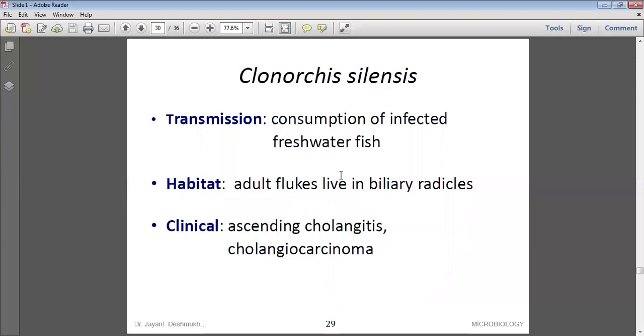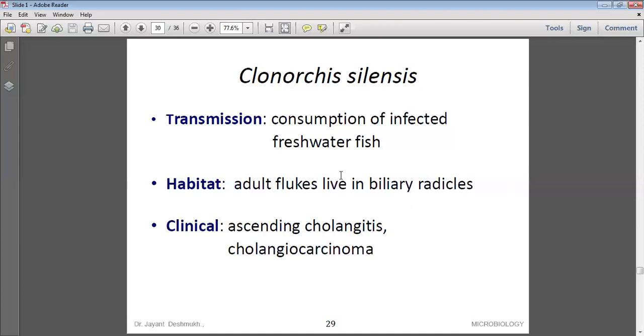Clonorchis sinensis is acquired by consumption of freshwater fish having the larval form, metacercaria. That metacercaria enters into the human being. Metacercaria means the larva present inside the cyst, encysted. Then the larval form is released into the duodenum, enters into the bile duct and develops into adult form. Very simple life cycle. Actually not so simple, it is a complex type of life cycle, because two intermediate hosts are required. The first intermediate host is the snail and the second intermediate host is the fish.